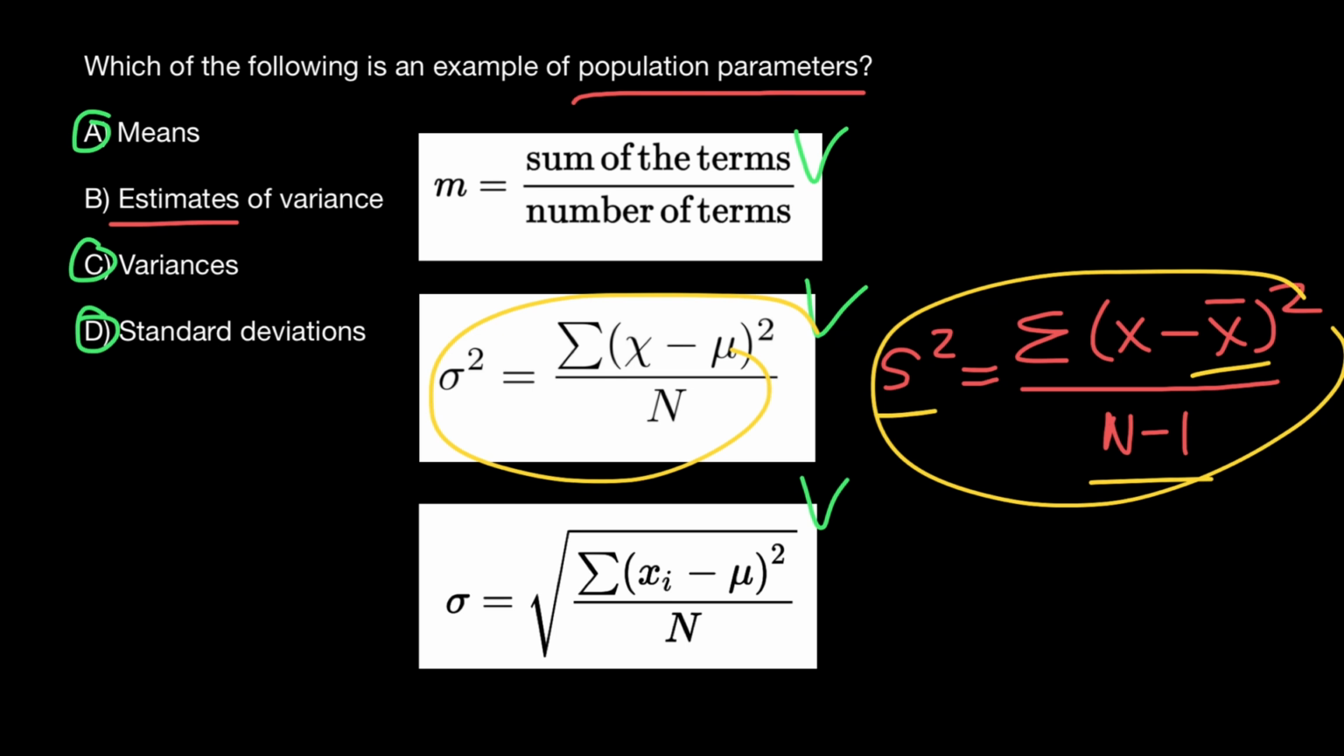Now let's return to our question again. Which of the following is an example of population parameters? We have found that the mean is an example of a population parameter, the variance is an example of a population parameter, and standard deviation also is a parameter of the population, but an estimate of the variance is not a population parameter.